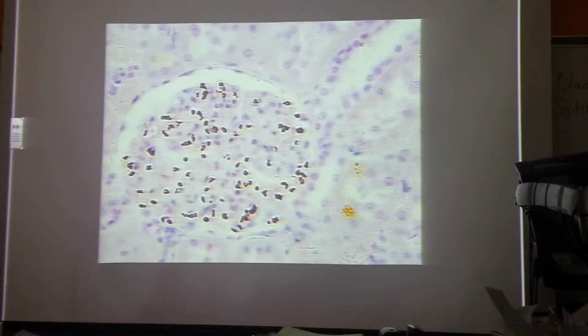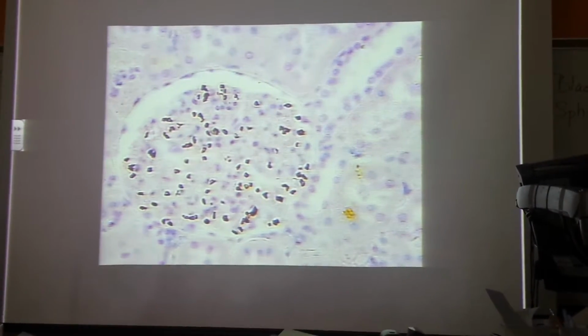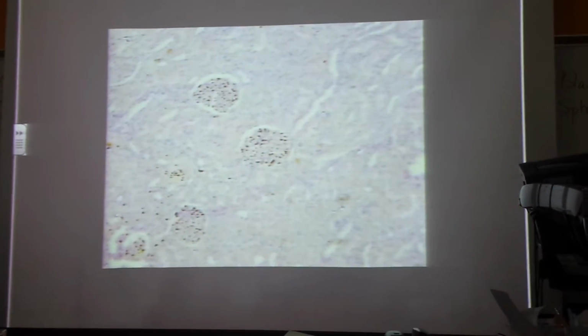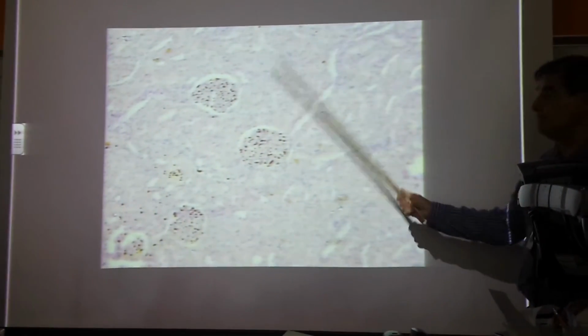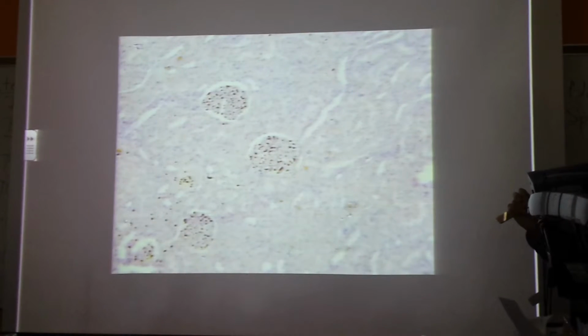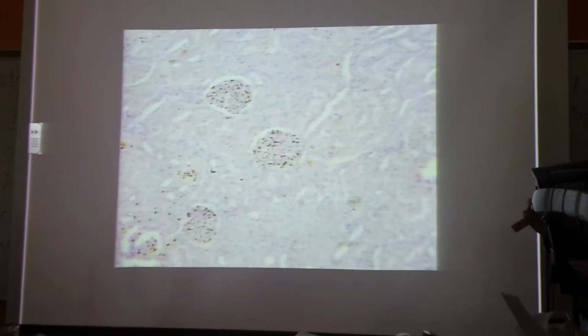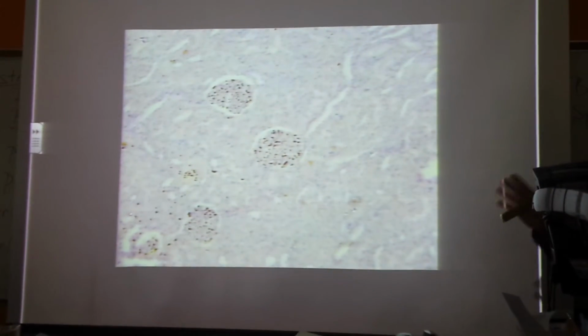Okay. All right. So if you're asked, what tubes would you have in here in the cortex? What tubes would you have here? Okay, proximal convoluted tubules, distal convoluted tubules, and parts of the loops of Henle. And that's all part of the nephron.